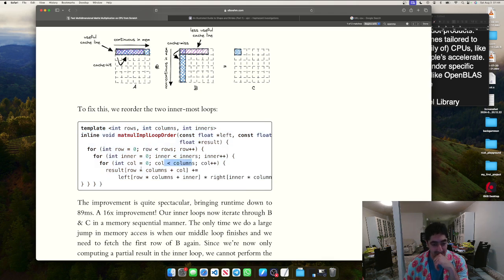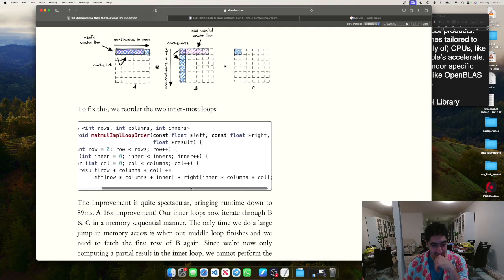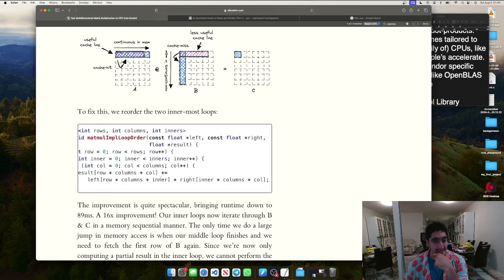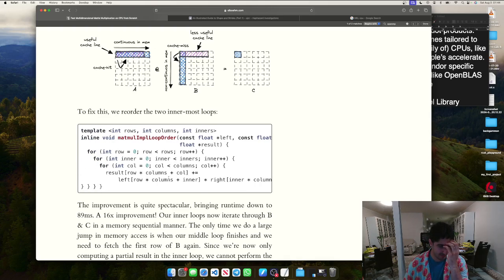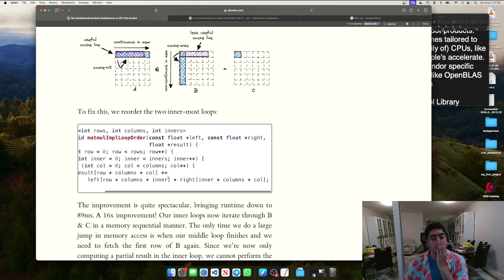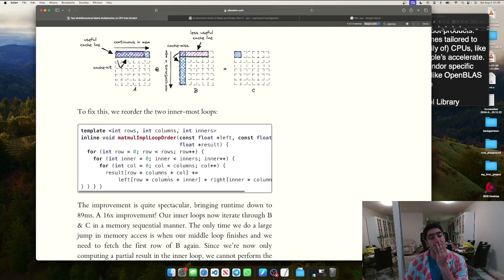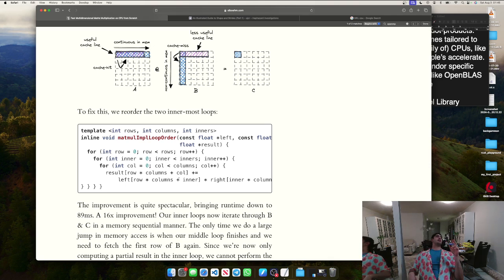Rows, inner, columns, results. You have the inner. So basically, he didn't care about multidimensional indexing, like reading two and one. He's multiplying the size of the columns times the row, and he adds the inner.